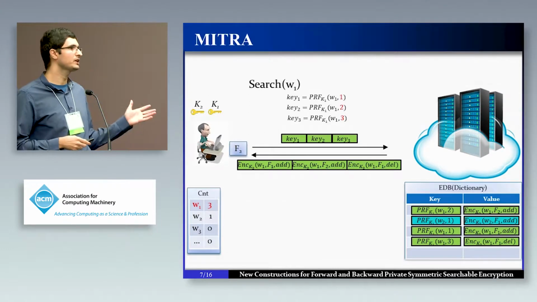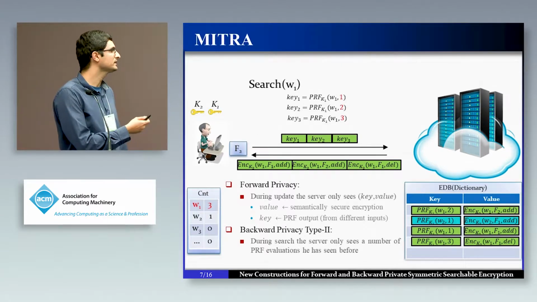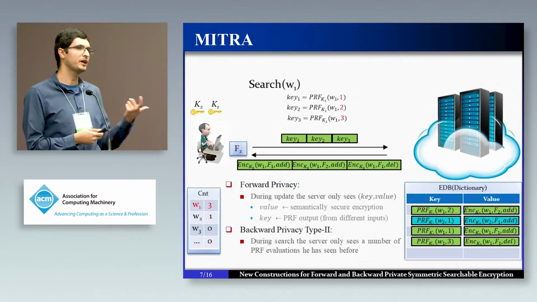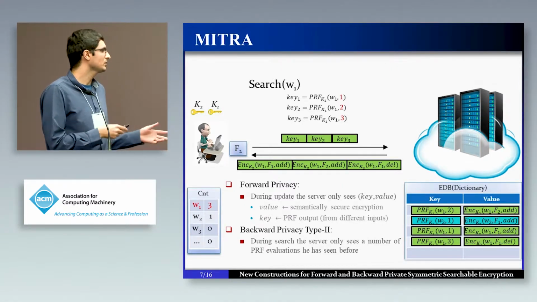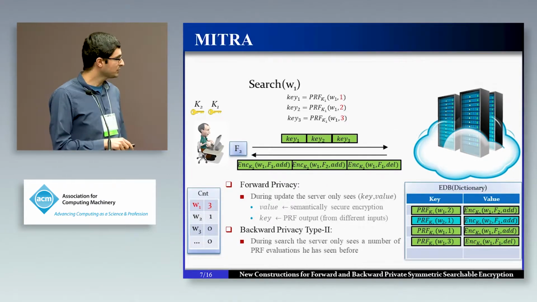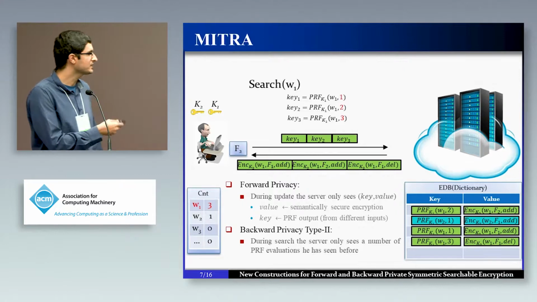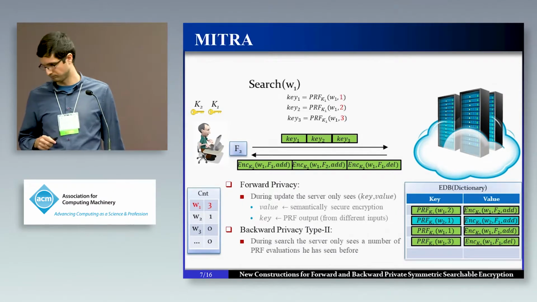As we can see, it is a very simple construction. It is obviously forward private because during update the server only sees a key-value pair. Value is semantically secure and key is a result of PRF with different inputs. It is backward private type 2 because during search the server only sees a number of PRF evaluations, which he has already seen before.